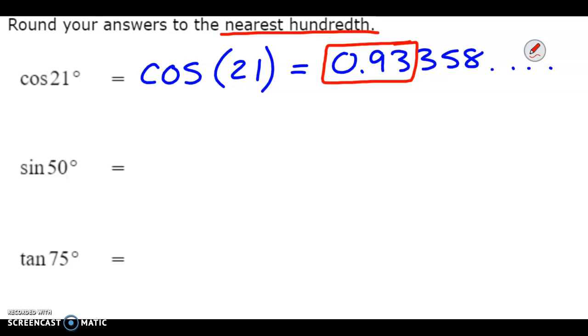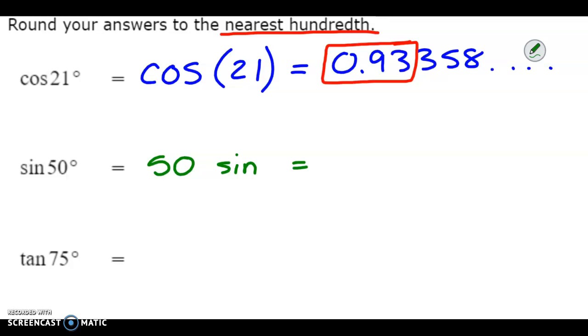Okay, sine of 50. Now, if you're on a smartphone, well, if you're on an iPhone anyway, I'm assuming most smartphones operate the same way. You have to type this in a little differently. What they want you to do on the iPhone is you're going to type in that degree measure first, 50, and then you're going to hit the sine button, and it will take sine of 50.